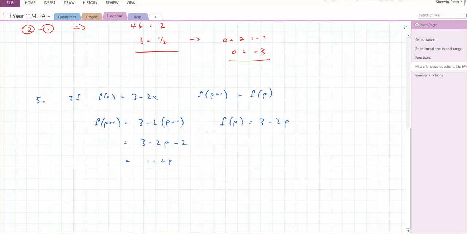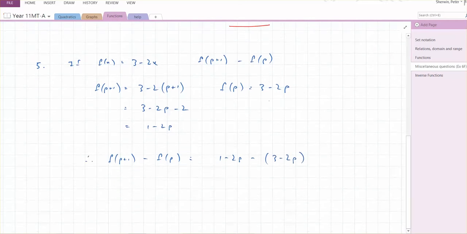So I've got my f of p plus 1 there, I've got my f of p, so therefore f of p plus 1 minus f of p is equal to 1 minus 2p minus, let's be careful here, we subtract all of f of p, so we need a bracket, 3 minus 2p. So now in removing that bracket, it's minus 3 plus 2p, which is equal to minus 2. The minus 2p plus 2p goes, and that's our result for question 5. So this is the style of question in exercise 6F. It obviously goes on, right through. You'll be looking at questions 10 and 12 as well.